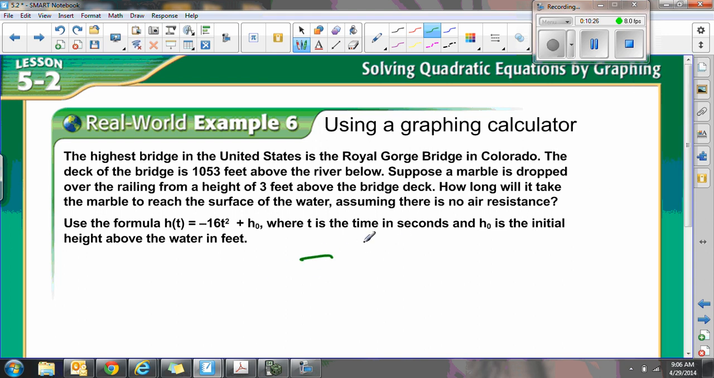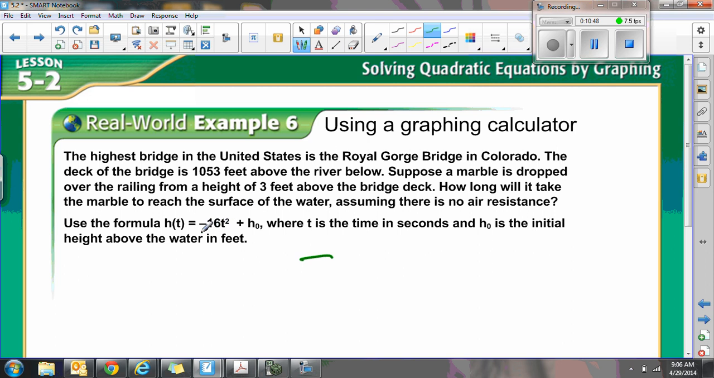This is a long one here, but I like this because it shows you what technology is capable of. The highest bridge in the United States is the Royal Gorge Bridge in Colorado. The deck of the bridge is 1,053 feet above the river below. Suppose a marble is dropped over the railing from a height of 3 feet. How long will it take the marble to reach the surface of the water, assuming there's no air resistance?